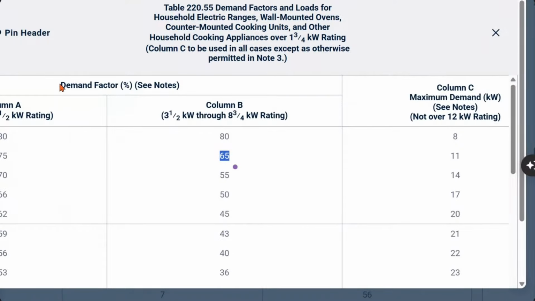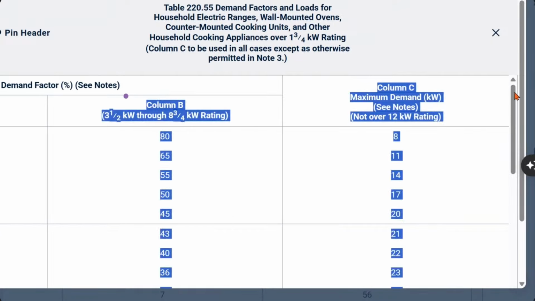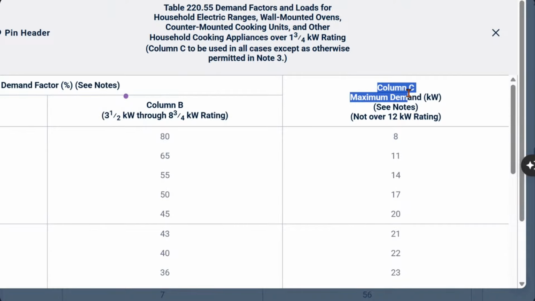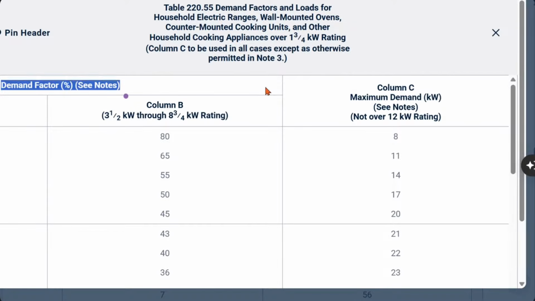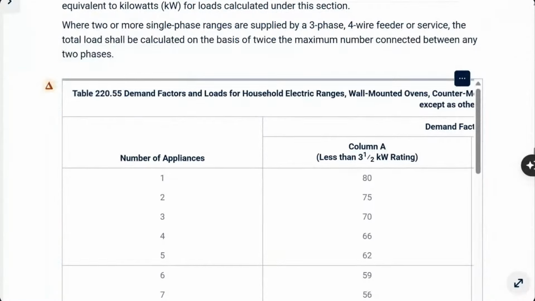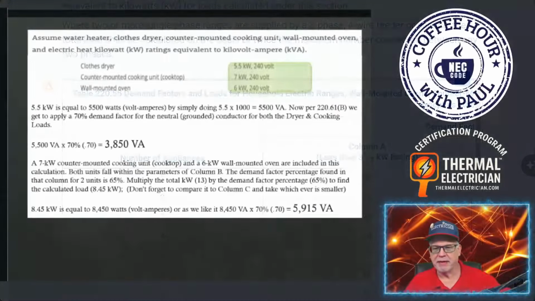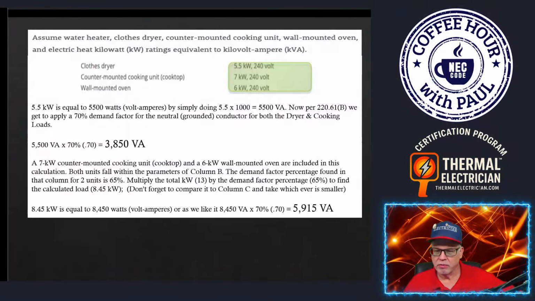65%. Now remember, A and B are demand factors and percentages. Column C is literally the demand. That's the kW value. So these column A and B are percentages. Don't lose track of that. You might want to highlight that if you can highlight in your book. That's the big difference, okay? Keep that in mind. So in our case, we lucked out, baby. We can do the 13, which is the 6 and the 7 added together, right?